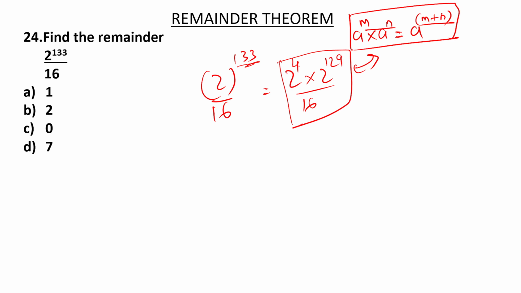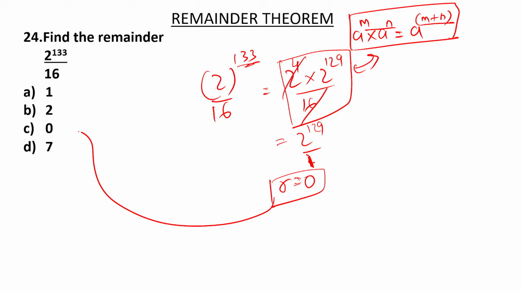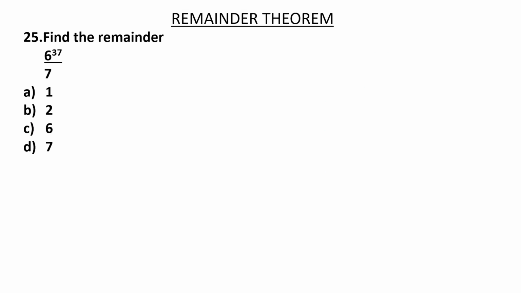Since 2 power 4, these two cancel, because 2 power 4 is 2, 4, 8, 16, 16 cancels. We are left with 129 by 1. As you all know, we'll easily get a remainder of 0. That is our answer. That's how you do it. I hope you understand it. All right, let's move on to the next question.